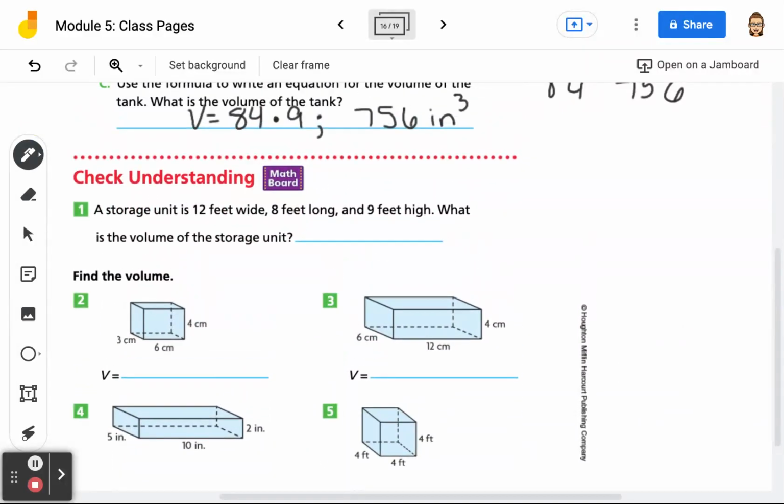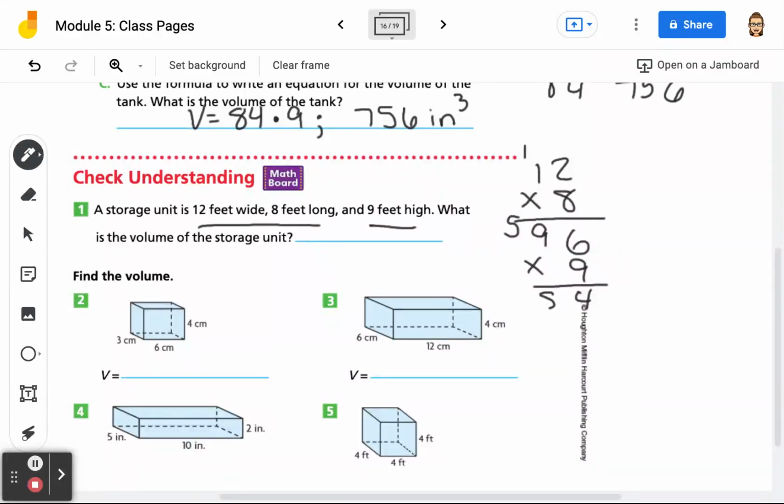So here real quick, we're going to just look at number 1 here. It says a storage unit is 12 feet wide, 8 feet long, and 9 feet high. What is the volume of the storage unit? Well, first you multiply your width times your length. So 12 times 8. 8 times 2 is 16. 8 times 1 is 8, plus 1 is 9. And then we multiply it by our height, so times 9. 9 times 6 is 54. 9 times 9 is 81, plus 5 is 86. So we're going to have 864 feet cubed.